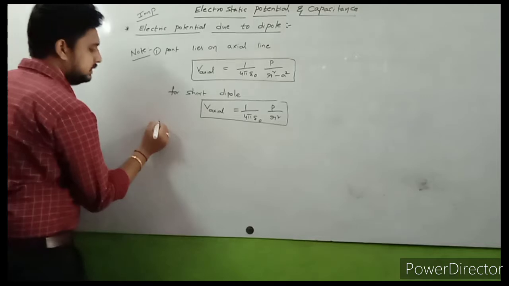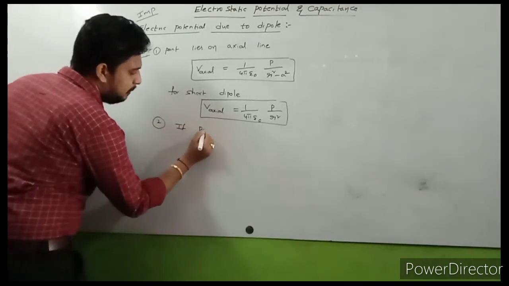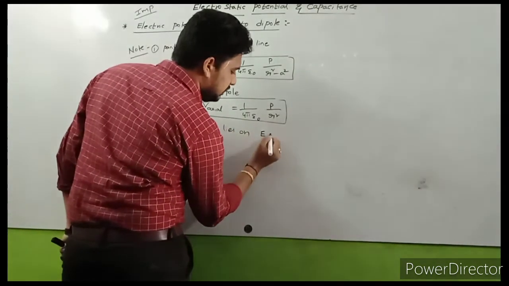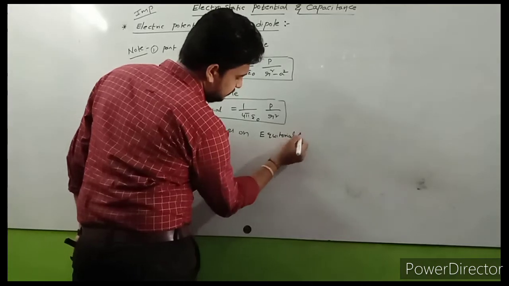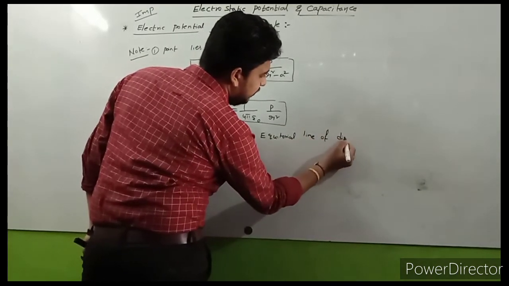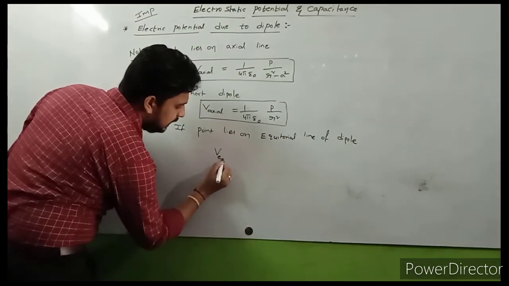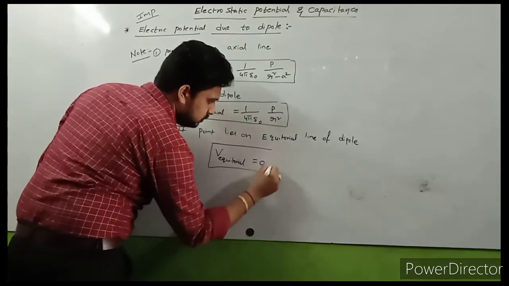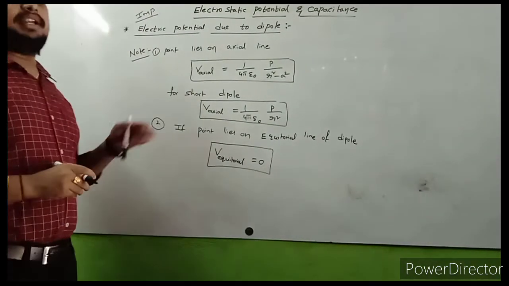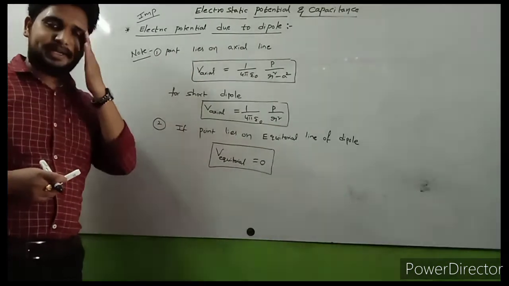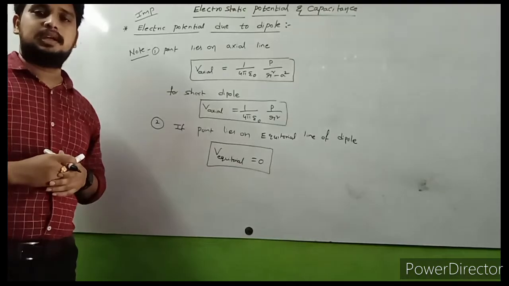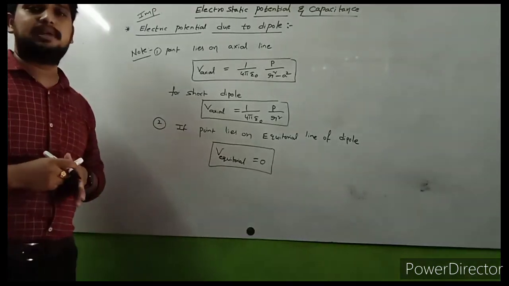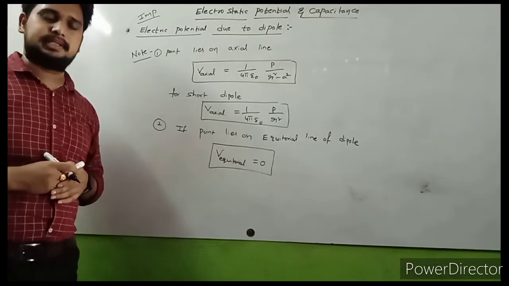Next, this is the first point. Second point, if the point lies on the equatorial line of dipole, then V equatorial is equal to 0. So these are the two main points we discussed up to now, and we derived these two points. I hope all of you understood. Okay, so then we are going to discuss a few more concepts related to this chapter, electric potential and capacitance.